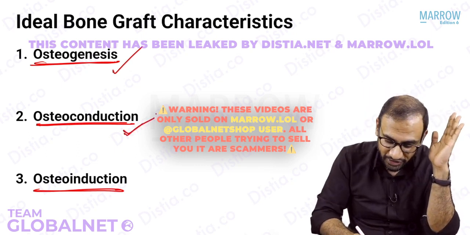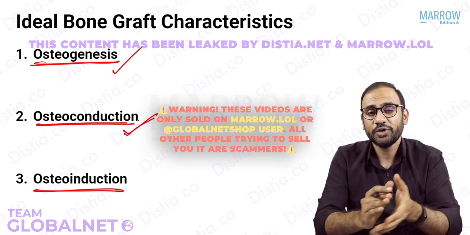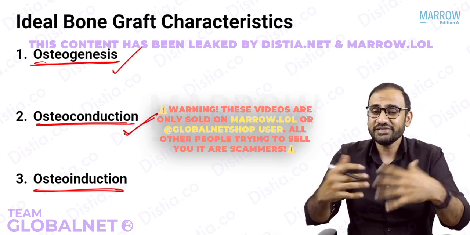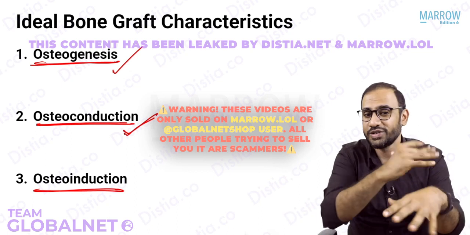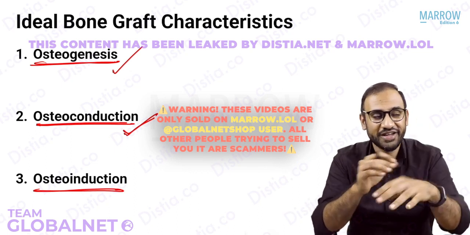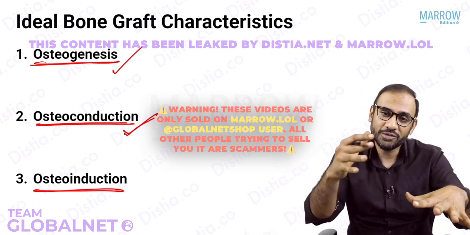What is the osteoconduction property of the bone graft? The osteoconduction property of the bone graft is to basically act as a canvas over which bone grows. So this bone graft will act as a canvas over which the bone will grow.